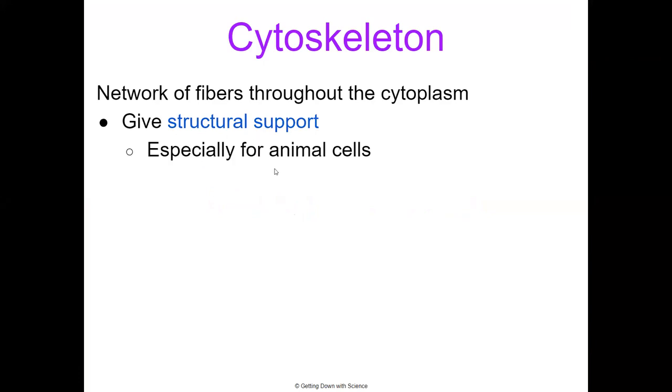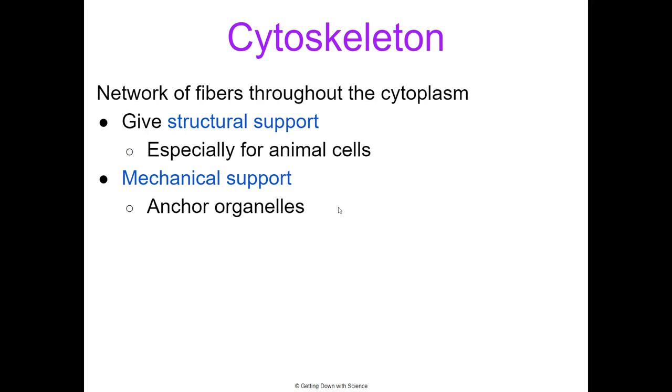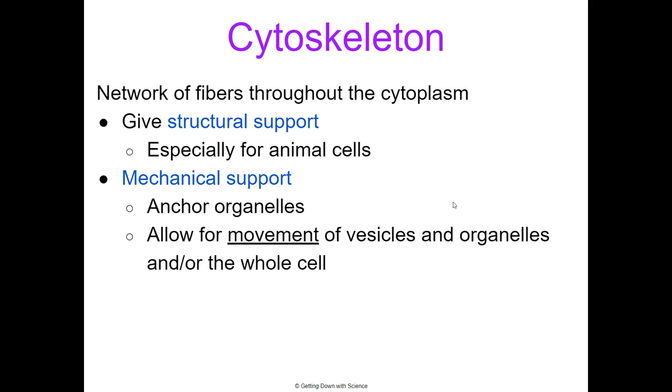So they're all about giving structural support, especially in animal cells. Plant cells, because they have a cell wall, tend to have their own built-in support with that. But animal cells don't. So that's why the cytoskeleton is especially important with animal cells. It provides mechanical support. It actually helps anchor the organelles so they're not just randomly floating around within the cell. And it also allows for movement of the vesicles and organelles, or even the whole cell.